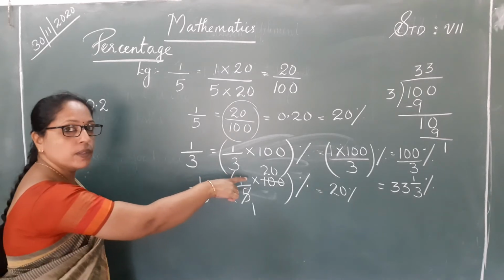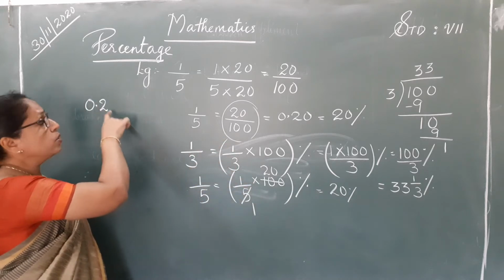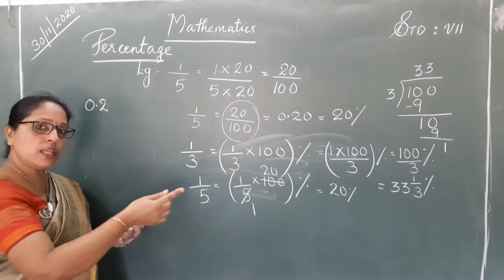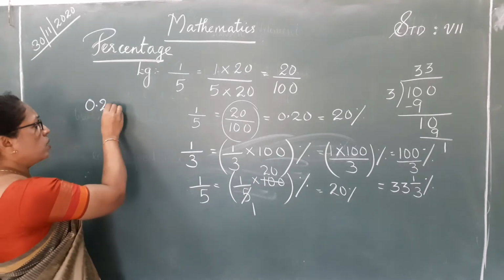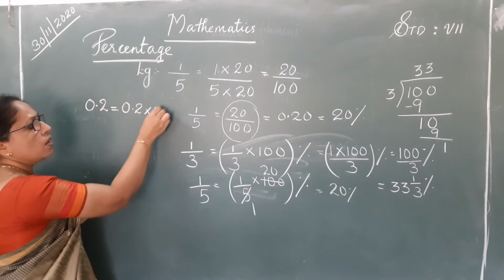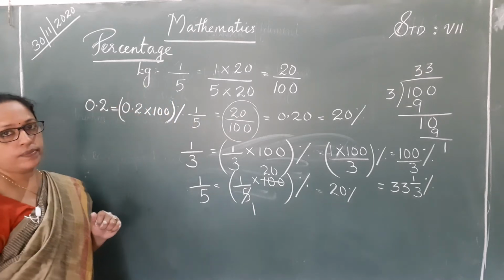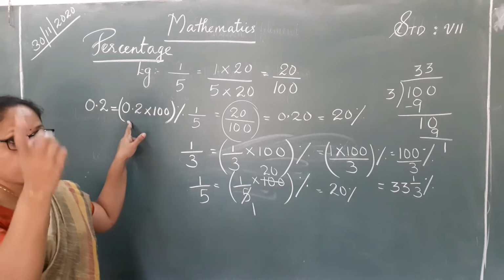Okay, we can follow the same rule. The rule is multiply by 100. Or what we can do is change the decimal to fraction and then do it. But that's not needed. We can directly go 0.2 into 100 and put the percentage sign. And in the previous chapter you learned it.